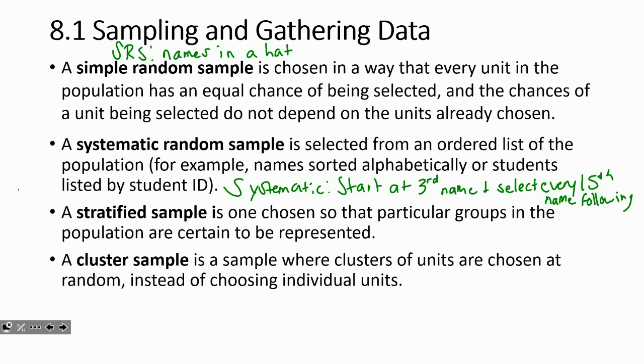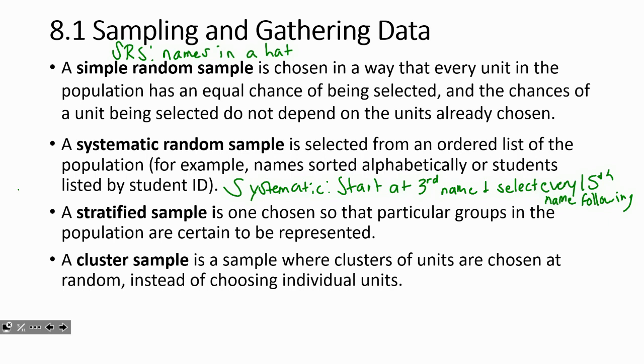Okay, so you're starting somewhere, wherever you want to start on the list of names, and then you're choosing every whatever person. Okay, so you could start at the 15th name and choose every 10th person. So you're following a system that you as the researcher choose to set up.